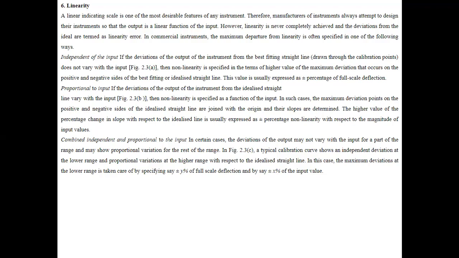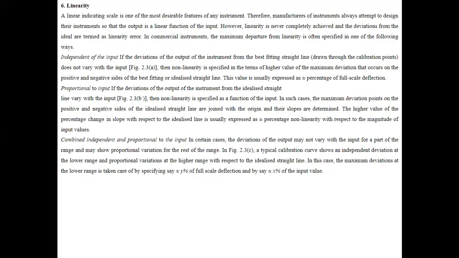First is independent of the input. If the deviations of the output of the instrument from the best fitting straight line drawn through the calibration points do not vary with the input, then non-linearity is specified in terms of the higher value of the maximum deviation that occurs on the positive and negative sides of the best fitting or idealized straight line. This value is usually expressed as plus minus percentage of full scale deflection.